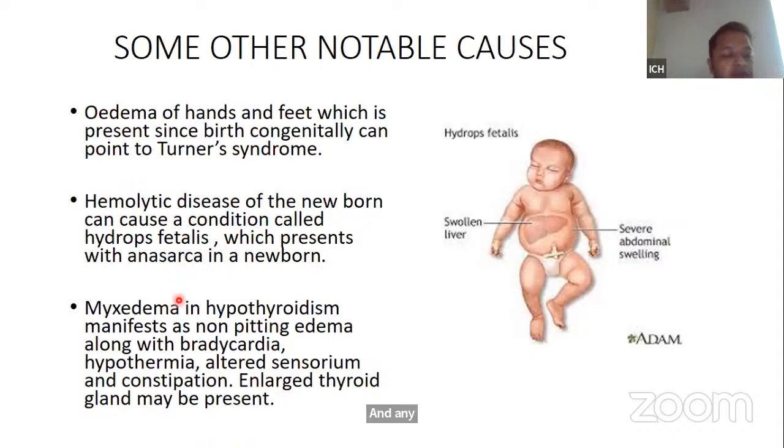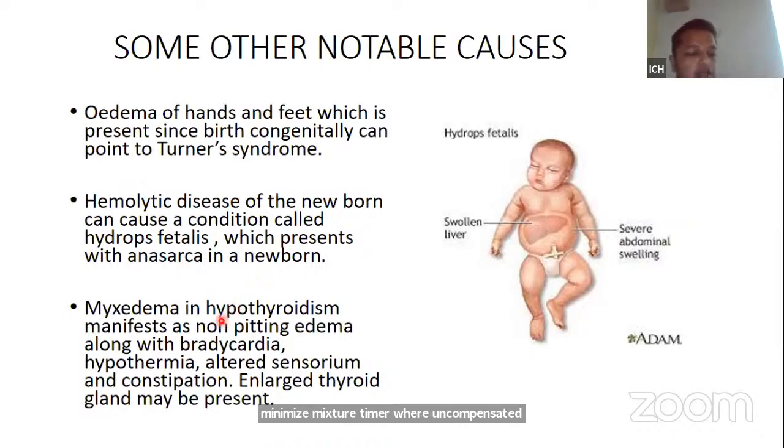One more cause of non-pitting edema is myxedema, where uncompensated hypothyroidism can cause non-pitting edema along with bradycardia, hypothermia, altered sensorium, and constipation. Enlarged thyroid gland may be present.